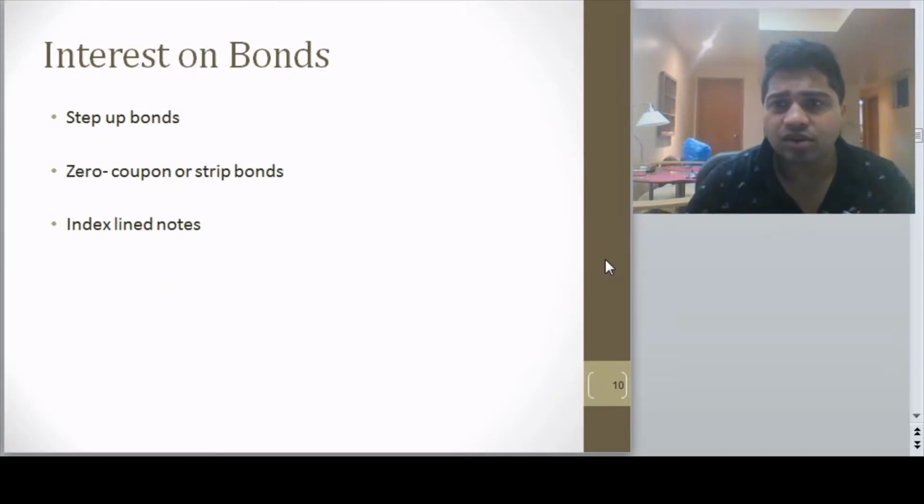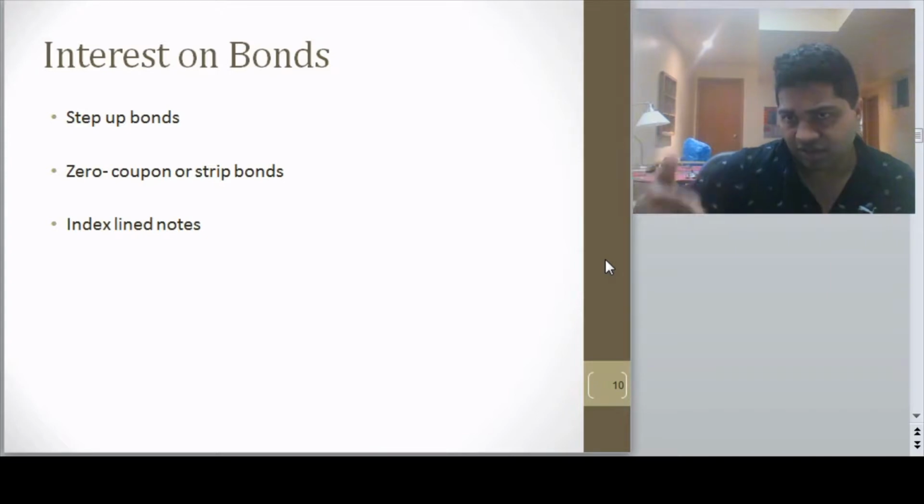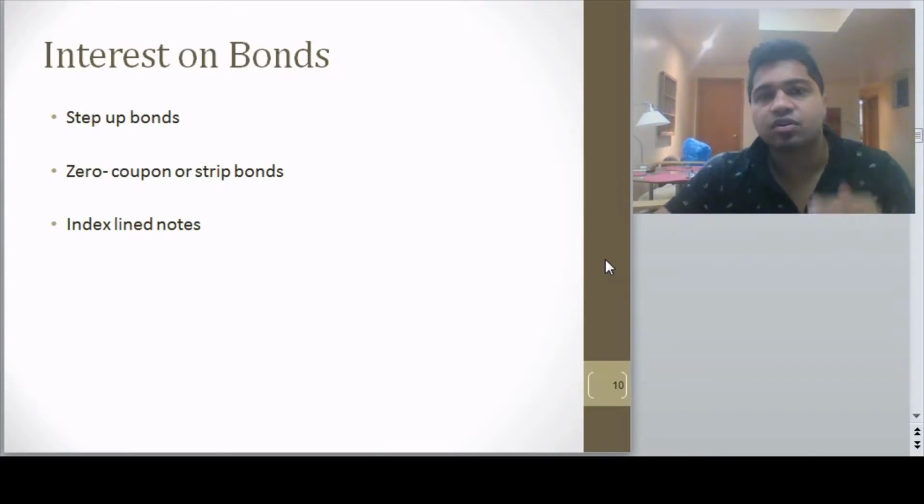Now, interest rates on bonds: coupons are generally fixed, but there are some variations. You can have a step-up bond. A step-up bond means that after a particular time interval, the interest rate or coupon rate increases. You may have a bond issued at 5% right now, but 3 years from now the coupon rate changes to 5.5%, then it changes to 6%, etc. So interest rates keep on changing after a particular interval. That is why they are called step-up bonds.